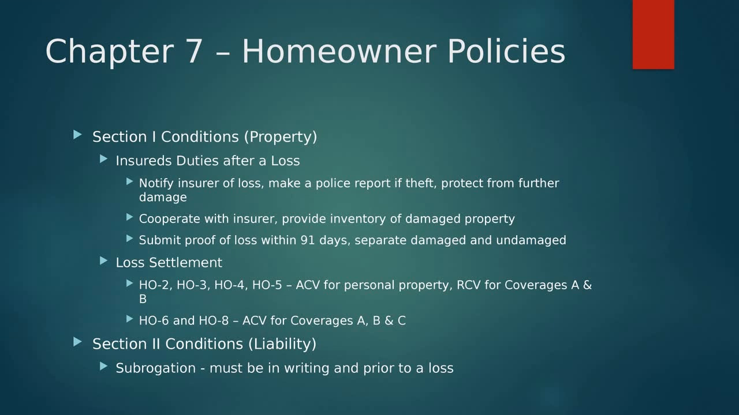Loss settlement vehicles for property conditions under HO2, 3, 4, and 5. These are going to be actual cash value for the personal property, but replacement cost value for coverages A and B under those property forms, and that's only if the insurance to value ratio or co-insurance has been met. HO6 and 8 is going to be actual cash value for all coverages A, B, and C.